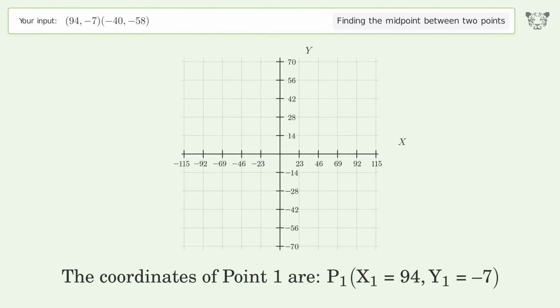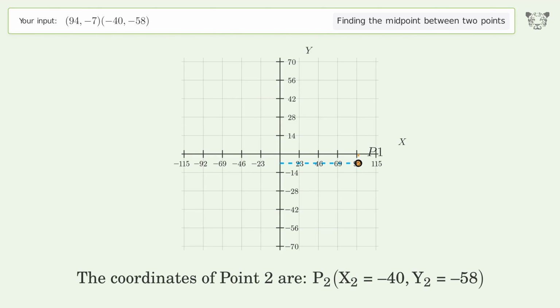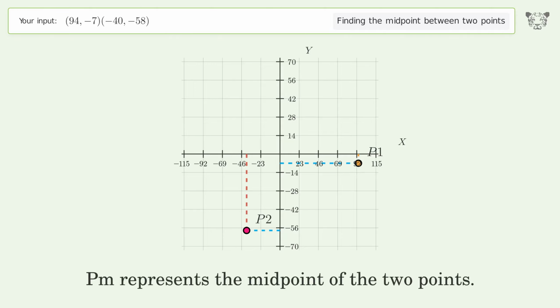The coordinates of point 1 are x1 equals 94, y1 equals negative 7. The coordinates of point 2 are x2 equals negative 40, y2 equals negative 58. PM represents the midpoint of the 2 points.